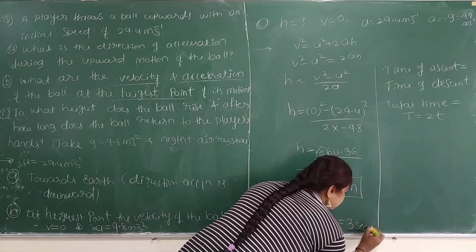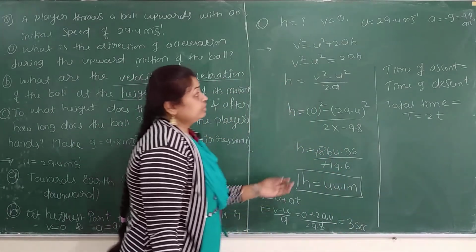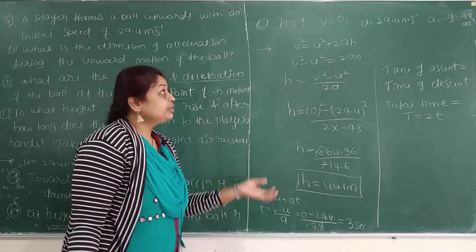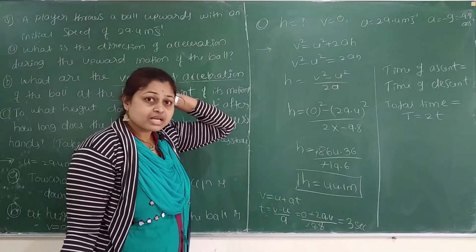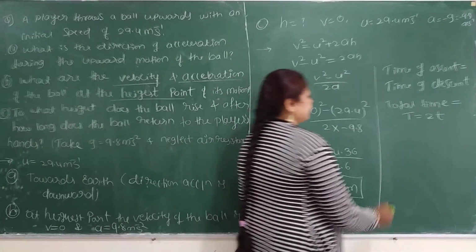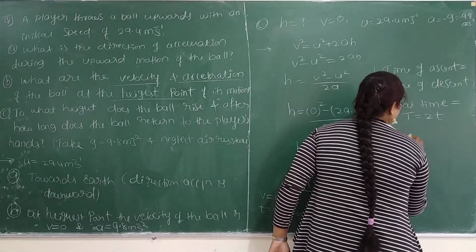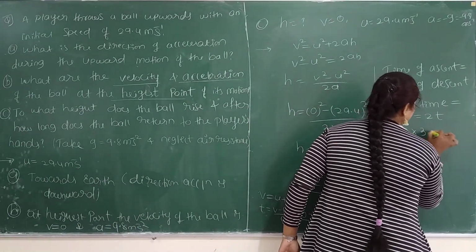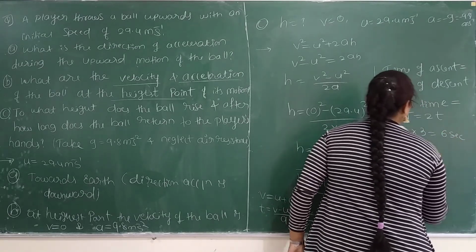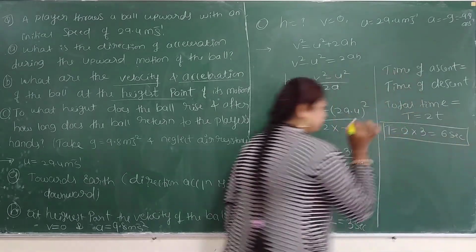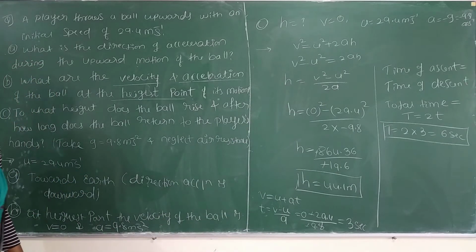It is 3 seconds. So from the player's hand to reach that highest point, how much time will it take? It will take 3 seconds. Then you can calculate 2 into 3, that will be 6 seconds. This is the total time taken for the ball to return to the player's hand.